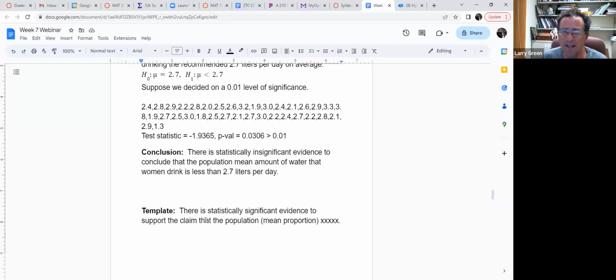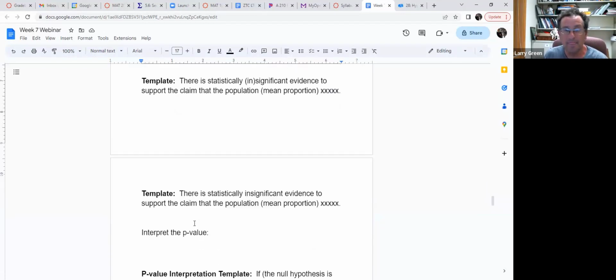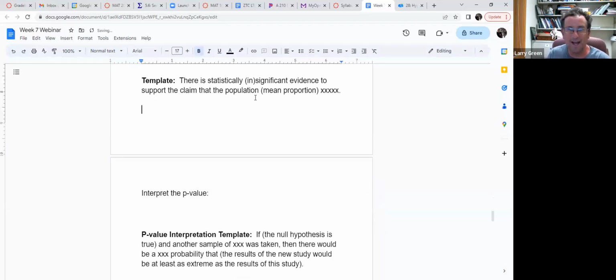Okay, I want to give you a template so that you get the idea of how these always work. There is statistically significant, or sometimes insignificant, depending on what you got, evidence to support the claim that the population, it'll either be mean or proportion, and then whatever your H1 is. So that's a template for the conclusion. The template can also be insignificant.